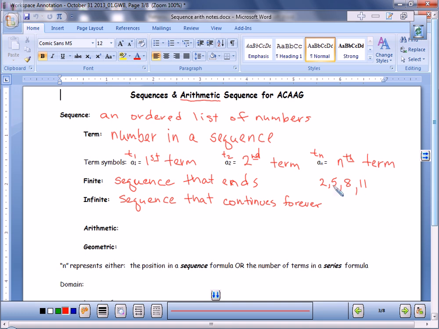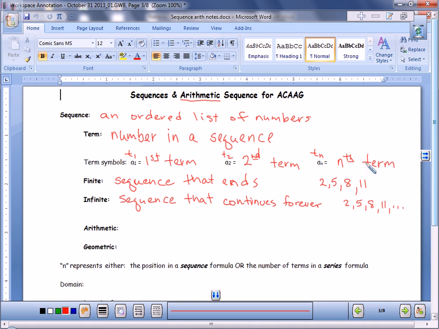Good. Now if I took that same sequence and I added the dot, dot, dots, what does that mean? Infinite. It goes on forever. What's a special name for the dot, dot, dot? Ellipses. Very good. Now, ellipses can actually be used when we have a finite sequence.